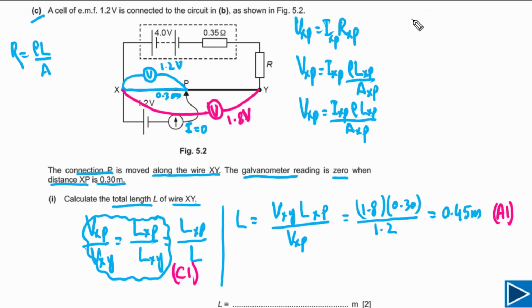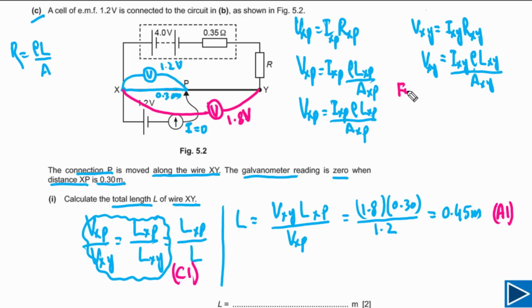We can also follow the same procedure for Vxy. For Vxy, we can say this is equal to Ixy times the resistance of wire XY. I is the current passing through wire XY. So we can write this Ixy. Resistance we can write as resistivity times the length of the wire XY divided by the cross-sectional area of the wire. So we can say this is Axy. So this is Vxy.